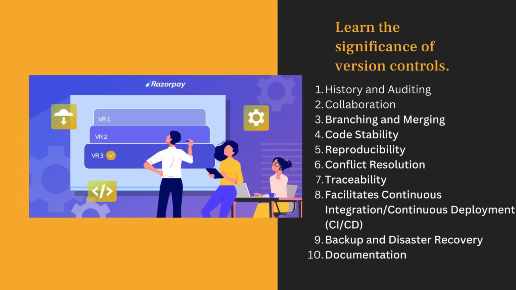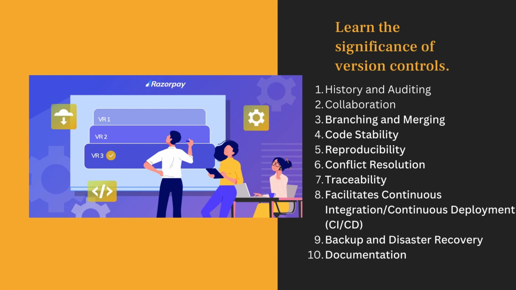Last but not the least is documentation. Commit messages in version control systems serve as a form of documentation. Clear and descriptive commit messages help team members understand the purpose and context of each change, making it easier to navigate the project history.